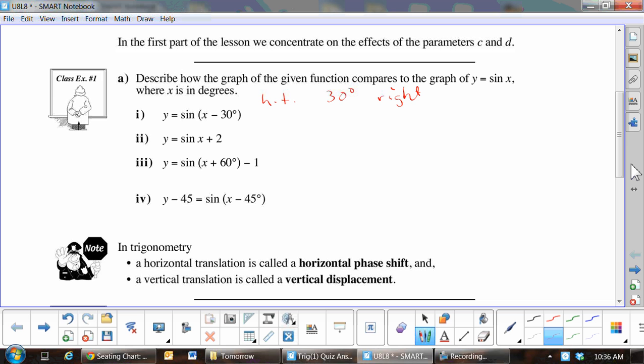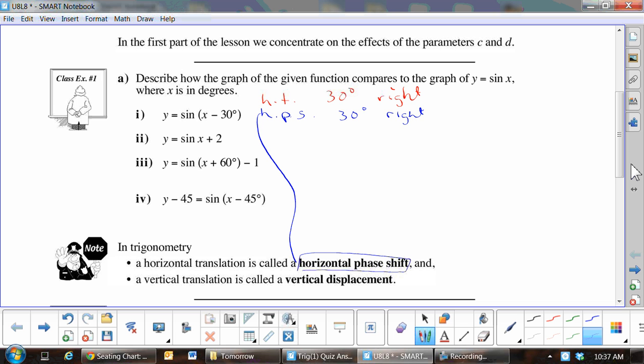Now, there's one change that we're going to make today, and instead of calling it a horizontal translation, it's going to be called a horizontal phase shift 30 degrees right. Okay? Now, do they mean exactly the same thing? The answer is yes. This is just more specific to trig. Okay?